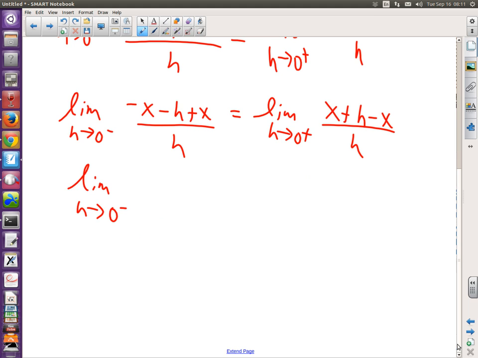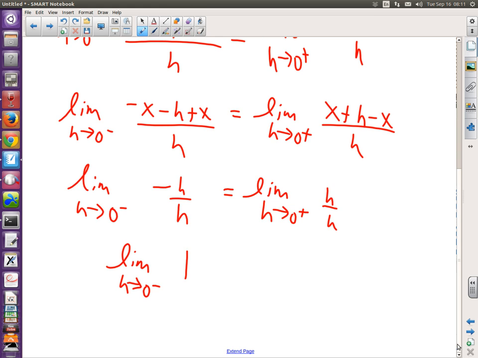So the limit as h goes to 0 from the left, and what's left when you cancel the x's? Negative h over h. But the same thing happens here. What happens when you cancel the x's? Alright, now, it's still not a plug-in limit, but negative h over h is simply -1. So since the variable that we're taking the limit with, h, is gone, this is a constant function. It doesn't matter what h is doing. It's always going to be, what is the limit? -1. And the same thing happens over here.